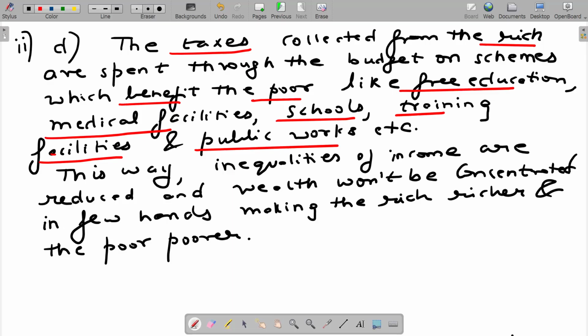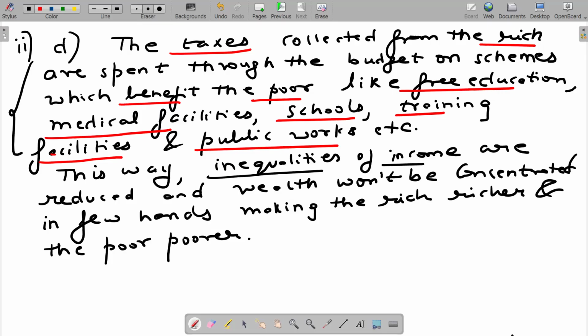So when the government taxes the rich people more, and uses that money to spend on schemes which are going to benefit the poor, by doing all this, the government will reduce inequalities of income. So we are going to avoid that situation where the rich are becoming even richer and the poor are becoming even poorer. The income disparities will be reduced.